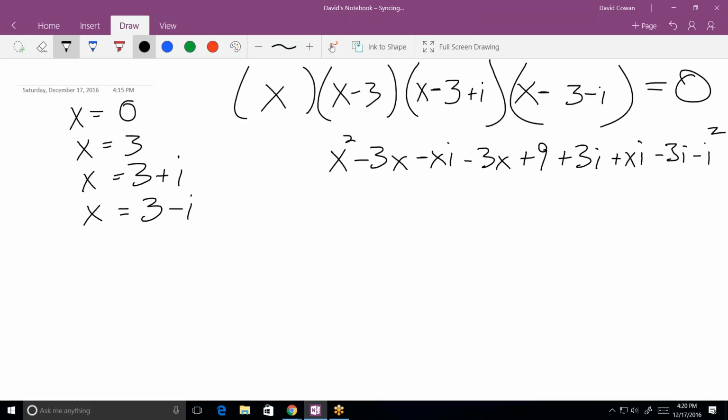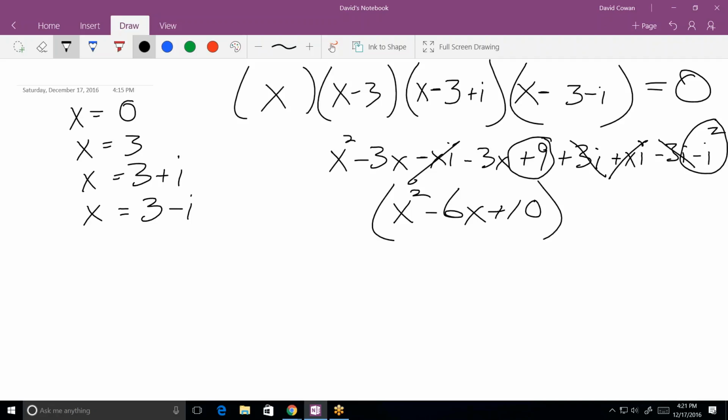Okay. Notice what cancels. We got xi there, cancels with that xi. We got a 3i that cancels with that 3i. And the only other i we have is this i squared, and that's actually a real number. Okay? So the end result is x squared minus 6x, what's plus 9 minus i squared? i squared equals negative 1, so that would be plus 1, so that would be 10? Plus 10, yes. Plus 10. Okay. That's the quadratic you get.